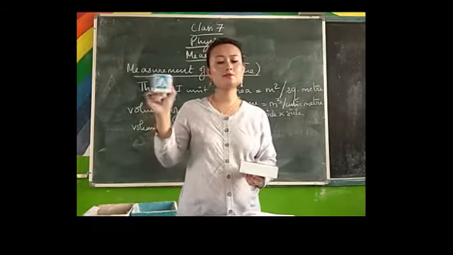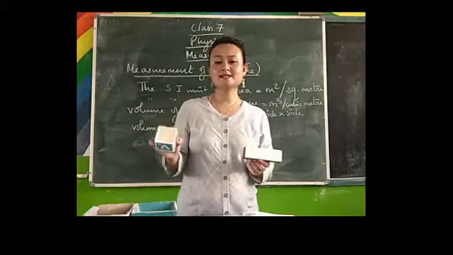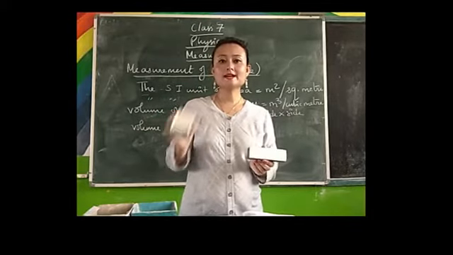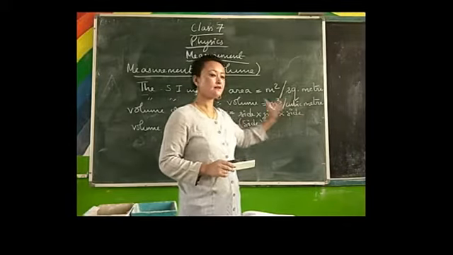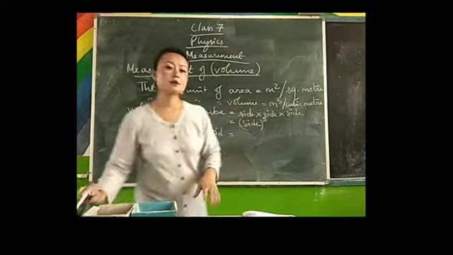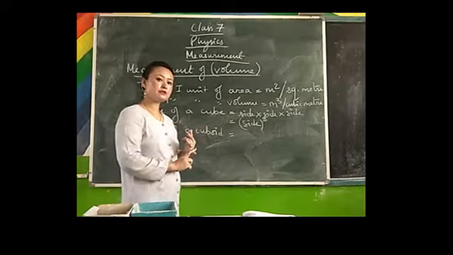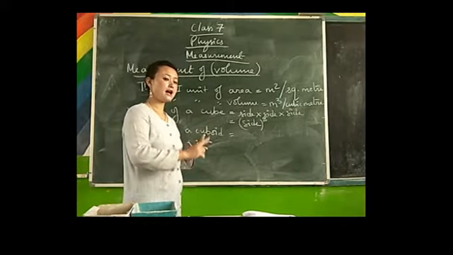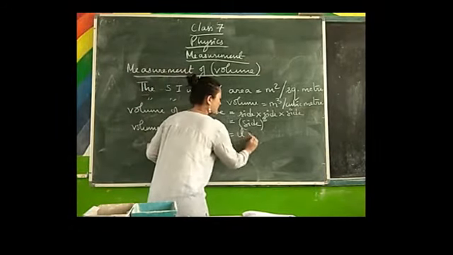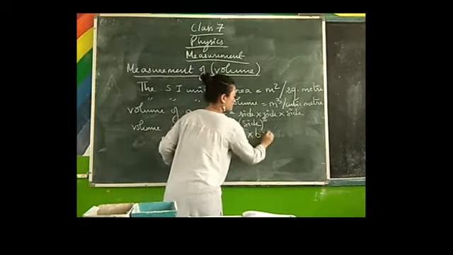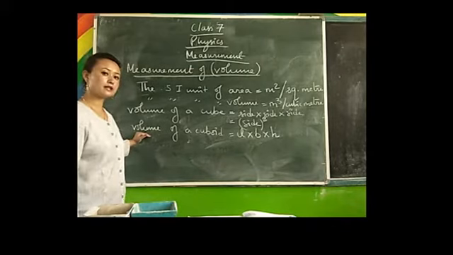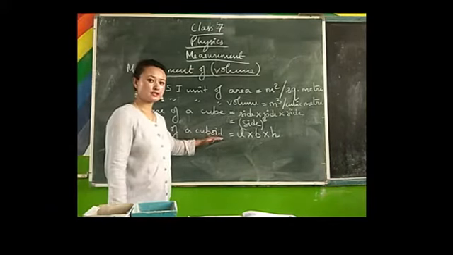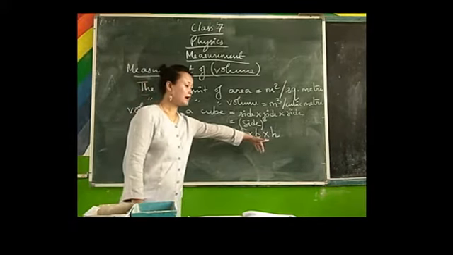Whereas the length, breadth and height, the value will be the same for the cube. That's why for a cube we write side into side into side instead of length, breadth and height. But for a cuboid, length will be different, breadth will be different, height will be different. That's why we write it as length into breadth into height. So this is the formula for calculating the volume of a cuboid: length into breadth into height.